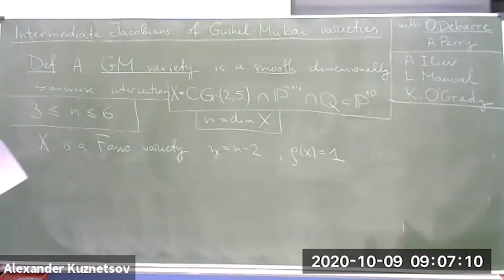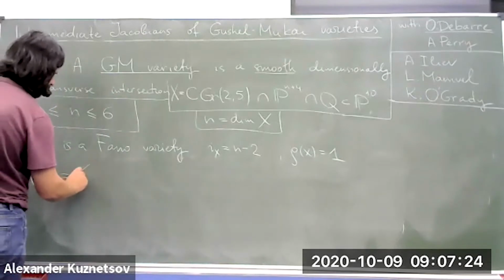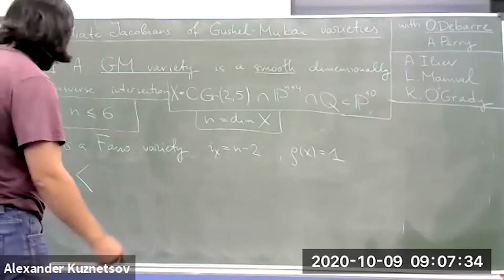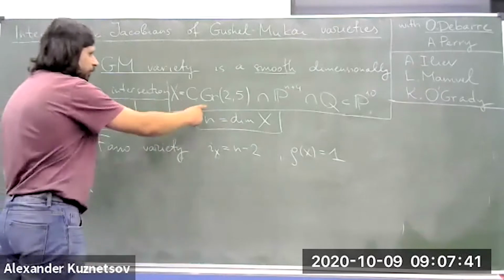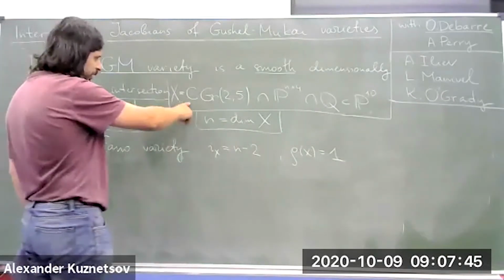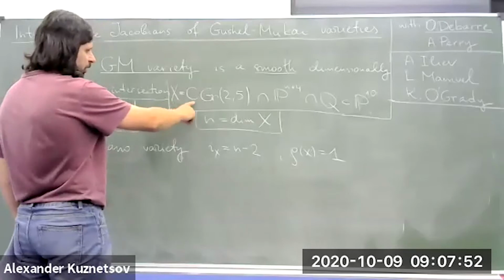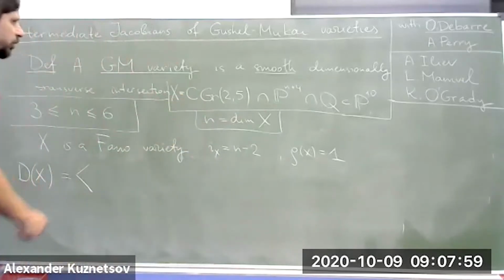So the first thing that one can tell about the derived category of such a GM variety is the following. In fact, using this representation, one can construct a nice semi-orthogonal decomposition, which will consist of a certain exceptional collection and an additional category. So the exceptional collection can be obtained by restriction from the cone over this Grassmannian. By the way, the smoothness assumption in this definition implies that the vertex of this cone does not belong to X, because if it would belong to X, then X would be singular at this point.